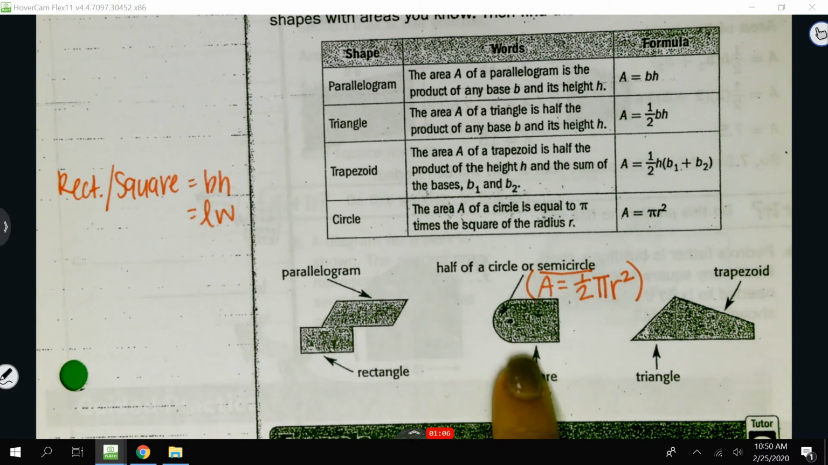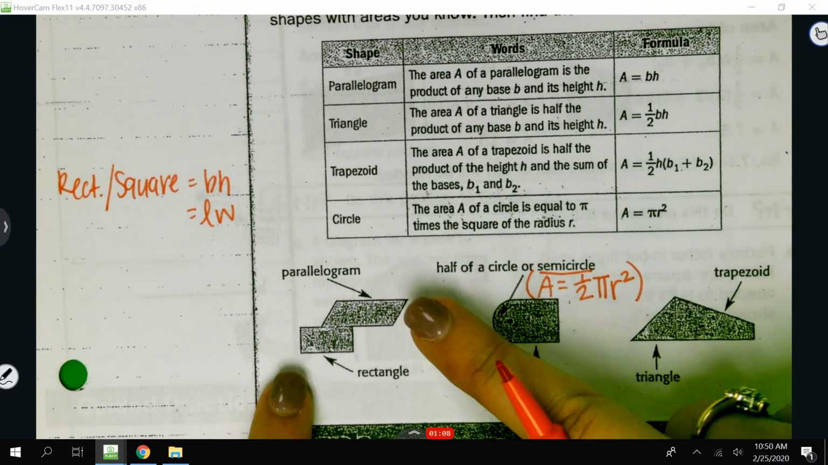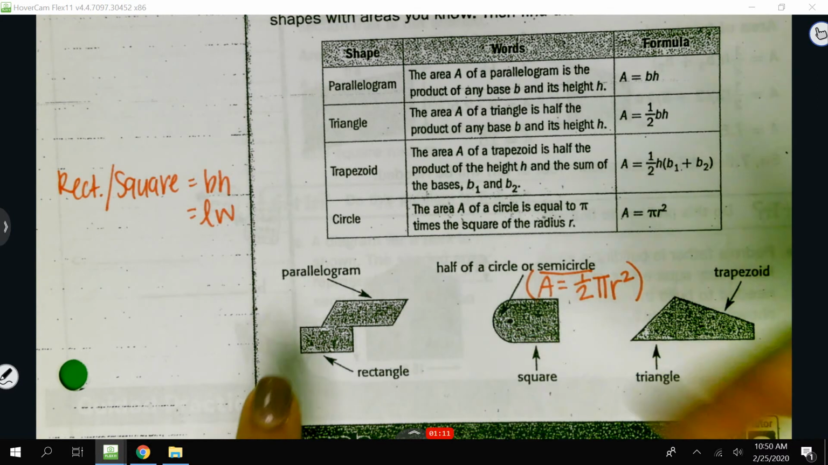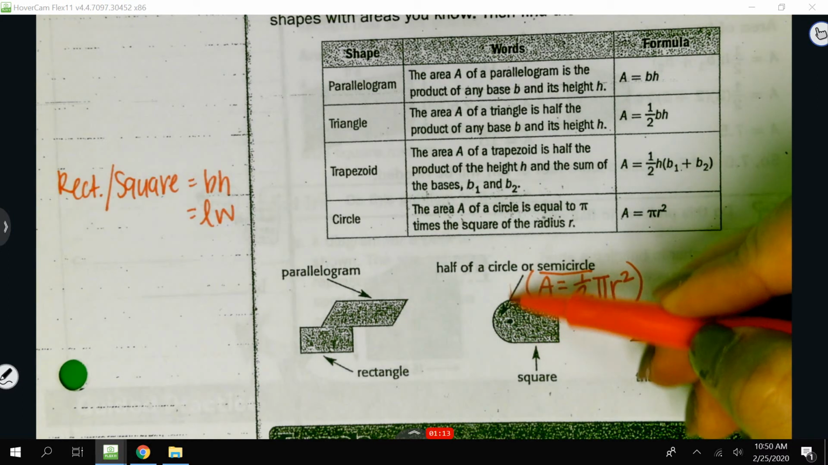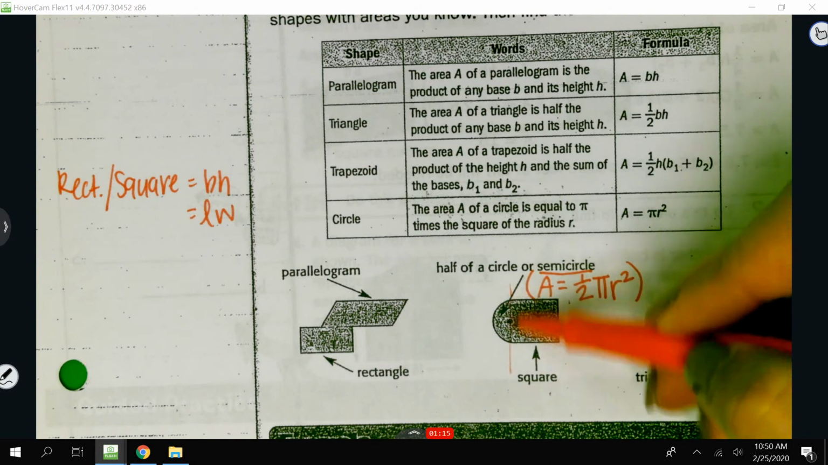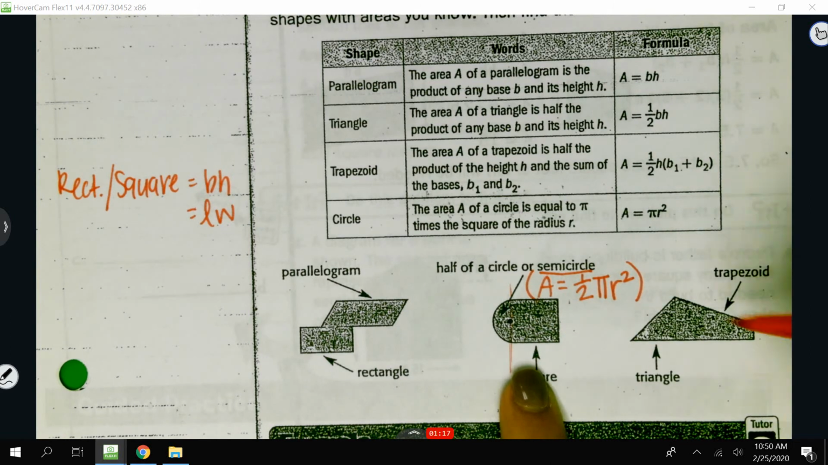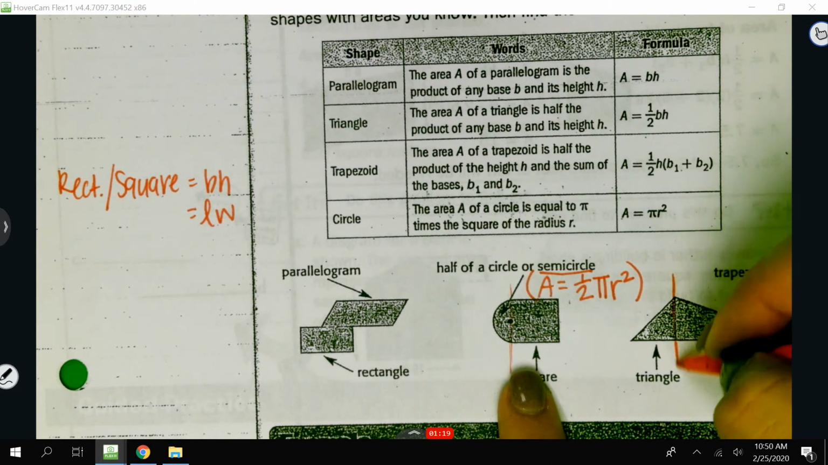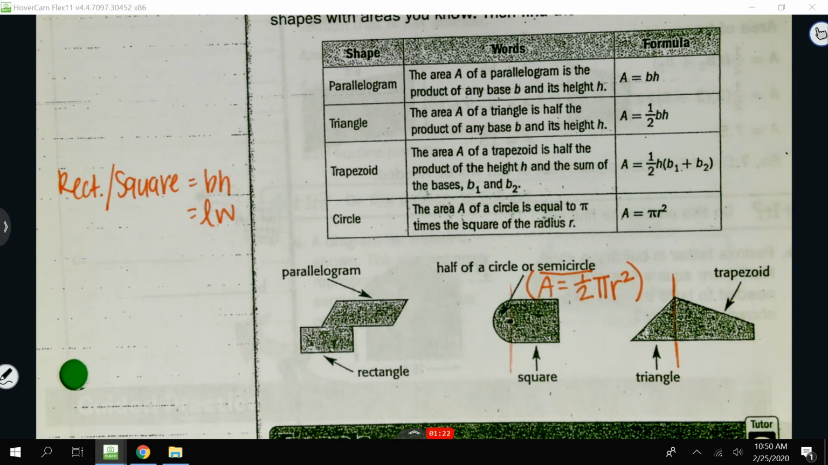Alright, so these are just examples of composite figures. You've got a parallelogram and a rectangle put together. You've got a semicircle. It's kind of cut right here. It's kind of hard to see. Semicircle and a square. And then this one is cut right here. You've got a triangle and a trapezoid. So you would just find the area of both figures and add them together to get the total area. Okay.